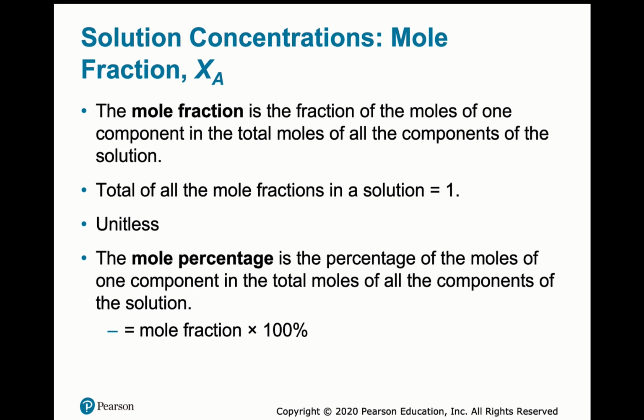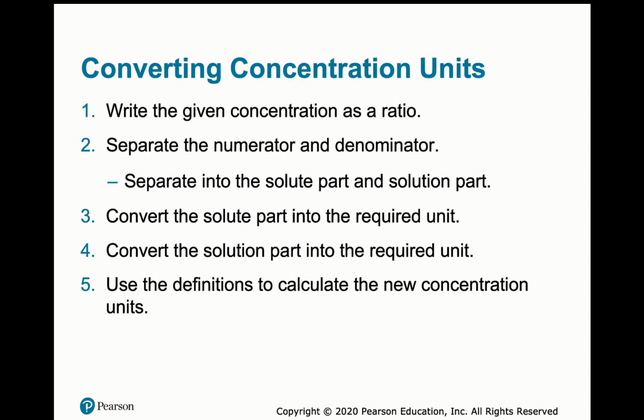And there's no units in this because the moles cancel. Moles over moles, the moles cancel. The mole percent is the mole fraction times 100%. So converting concentration units: write the concentrations as a ratio, separate the numerator and the denominator, separate the solute and the solution part, convert the solute to the required unit, convert the solution to the required unit, and use the definitions to calculate the new concentration units.